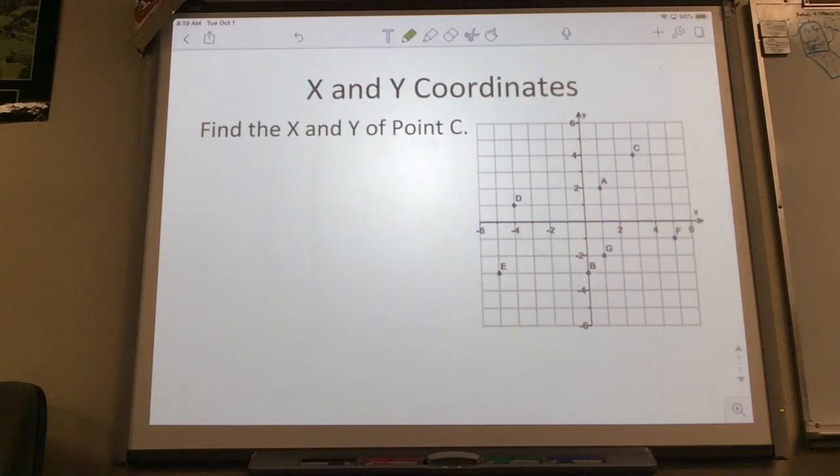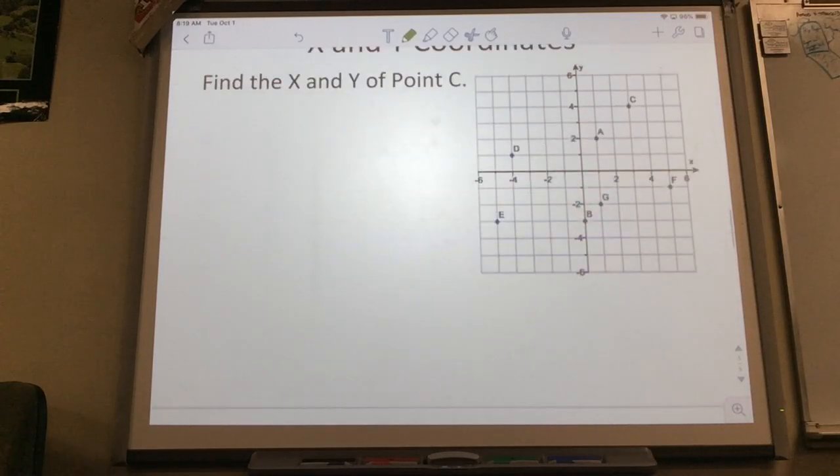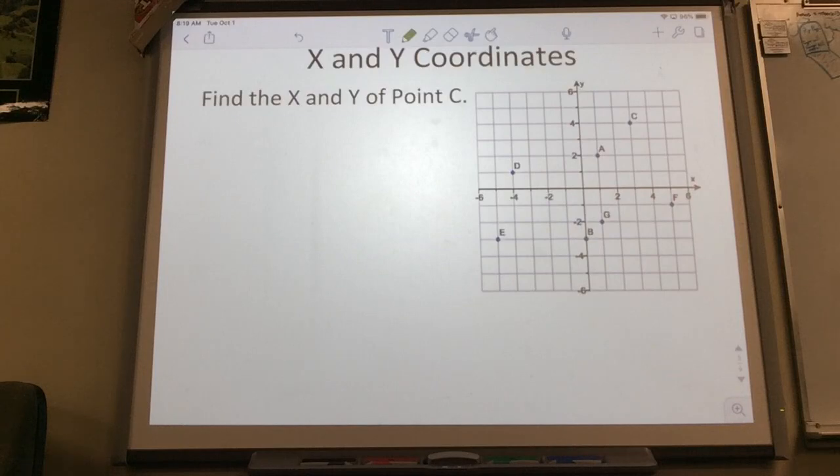All right, up next, x and y coordinates. Find the x and the y of point C. Okay, remember on x and y, x before y, you run before you fly. So x before y, you run, you go sideways before you go up and down. So what we want to think about is point C. And we ran 3, and we flew 4. So 3, 4.